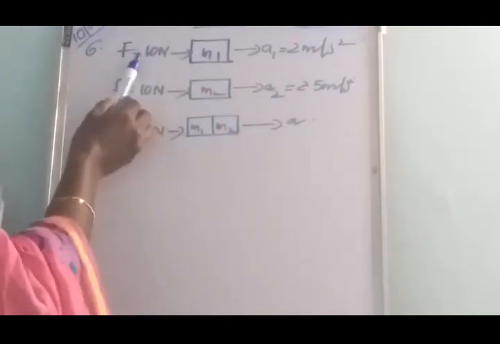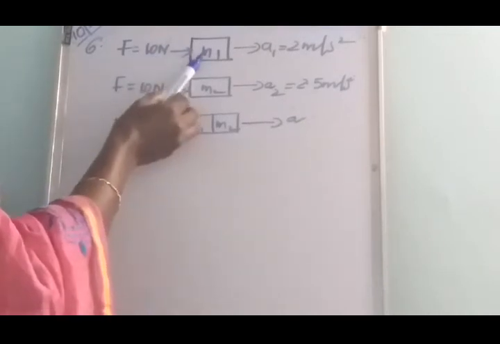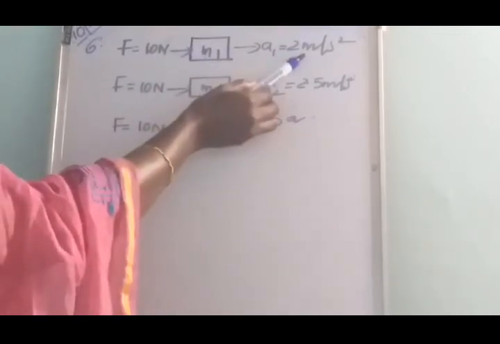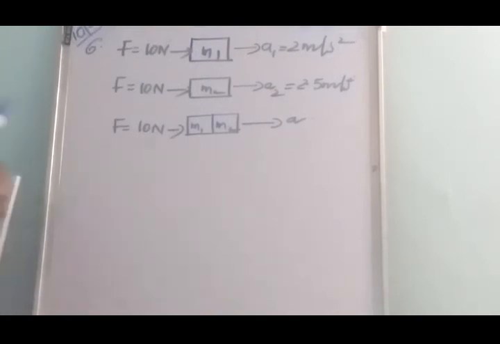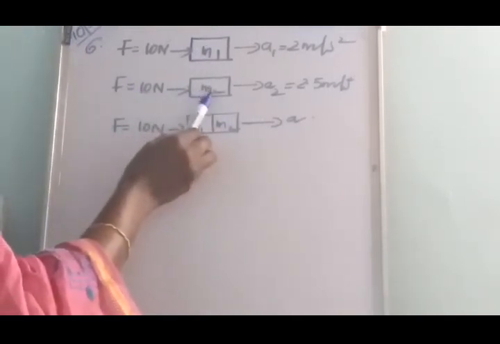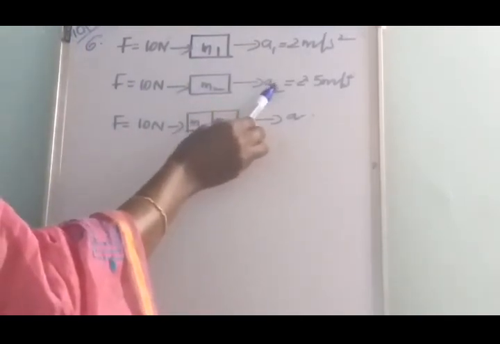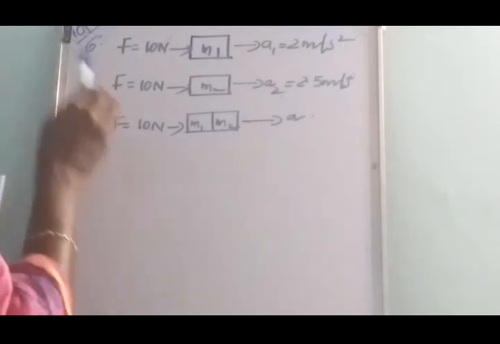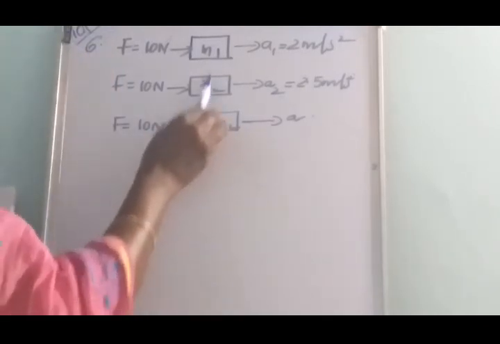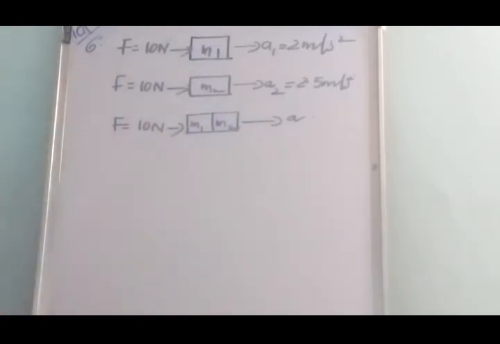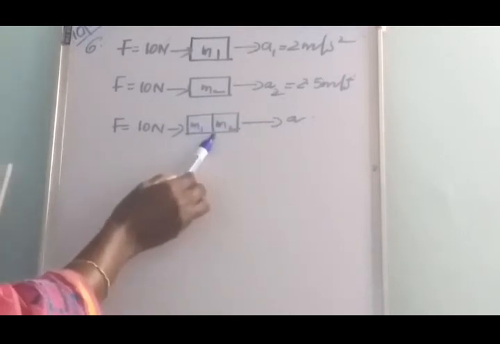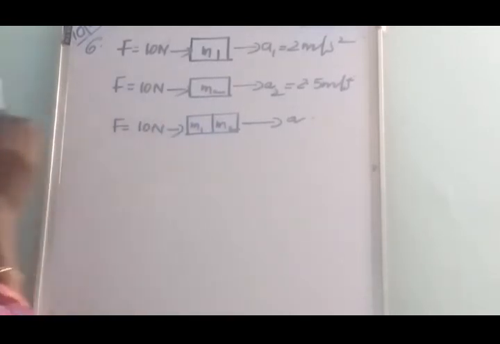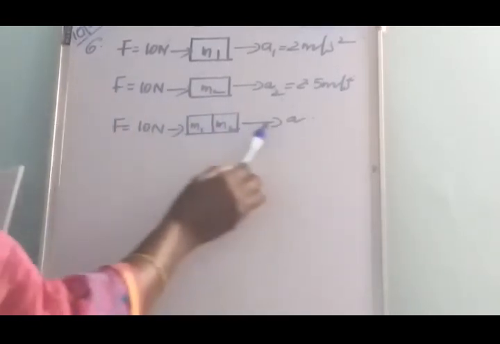When we apply a force of 10 Newton on m1, it produces an acceleration of 2 meter per second square. The same force acting on m2 produces an acceleration of 2.5 meter per second square. Now the same force is applied to both the masses tied together. When m1 and m2 are tied together and we apply the same force of 10 Newton, what is the acceleration produced?